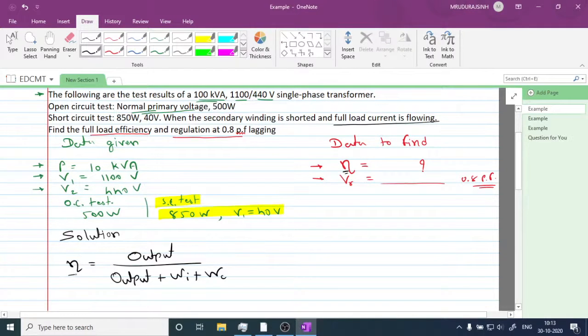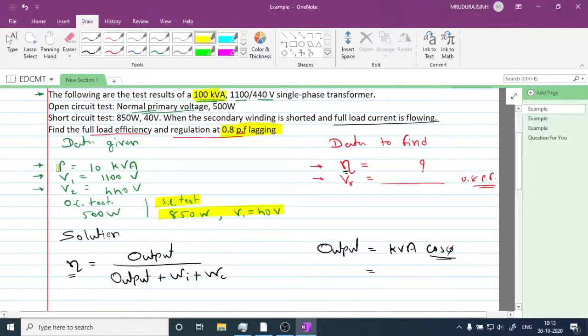So to calculate the efficiency we first require the output. So how to calculate the output? Let's write the equation to calculate the output of the transformer. Output of transformer is equal to kVA cos phi. So we need to calculate the efficiency and voltage regulation at 0.8 power factor lagging. So this is key data for us. The power factor is given to us as 0.8, and the kVA, that means the full load power rating, is also given to us.